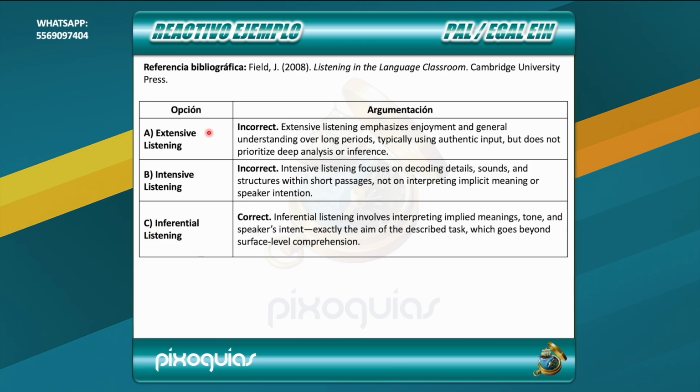Inferential listening. As we can see, inferential listening is the answer that involves interpreting implied meanings, tone, and speaker's intent, exactly the aim of the described task, which goes beyond surface-level comprehension. While A and B are incorrect because extensive listening emphasizes enjoyment and general understanding over long periods, typically using authentic input but does not prioritize deep analysis or inference. And intensive listening is also incorrect because intensive listening focuses on decoding details, sounds, and structures within short passages, not on interpreting implicit meaning or speaker intention.